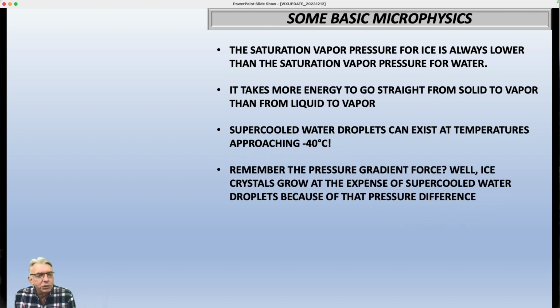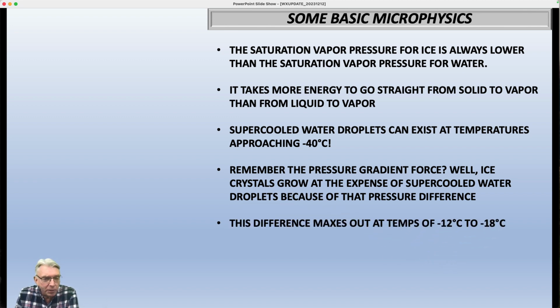Now, do you remember the pressure gradient force when we talked about the wind, how the air always goes from high pressure to low pressure? Well, because the saturation vapor pressure for ice is lower than it is for water, any supercooled water droplets are going to move toward the ice crystal because of that pressure difference, okay? So the pressure gradient force not only applies to wind, but it applies to the formation and the growth of ice crystals, okay?